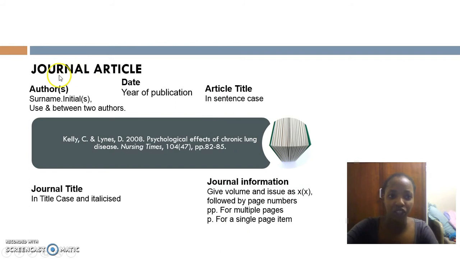Then we have the journal article. Firstly, you start with the author's surname and initials, then the date of publication of the journal article, and then the article title, which must be in sentence case, and then the journal title, which must be italicized, and then the information about the journal, the volume of the journal, and the page numbers which were used in the assignment.